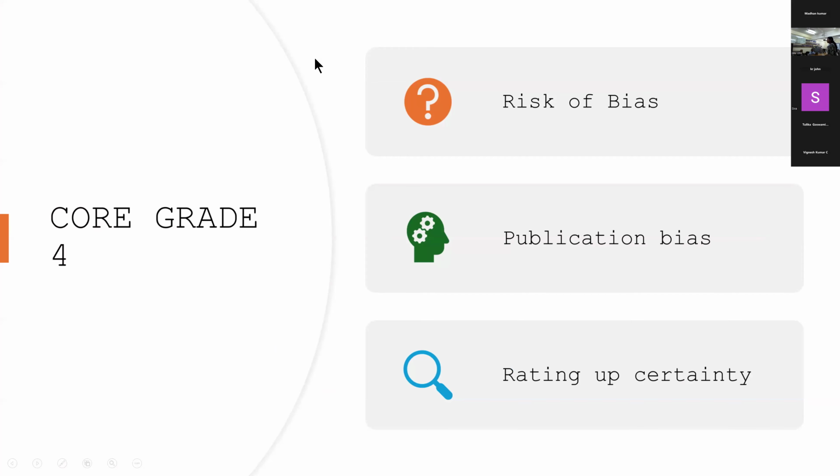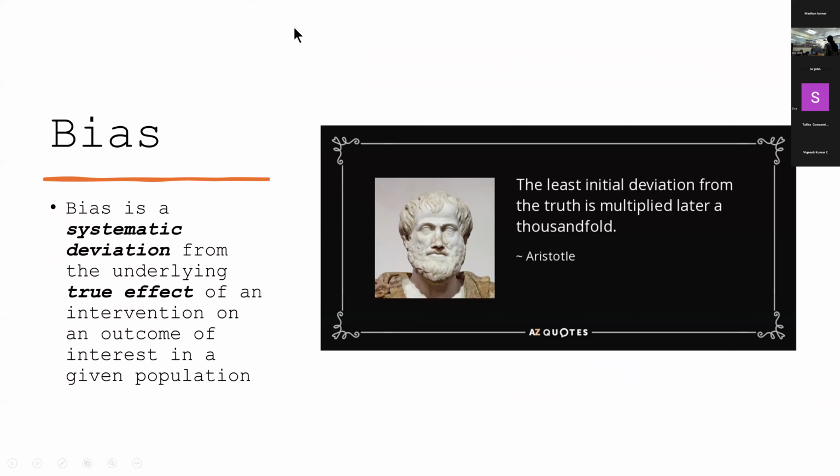So let's start off with the risk of bias. What is bias? A bias is a systematic deviation from the underlying true effect of an intervention on an outcome of interest in a given population. The importance of bias is there in this quote from Aristotle: "The least initial deviation from the truth is multiplied later a thousandfold." This actually tells you how important a small bias could be.